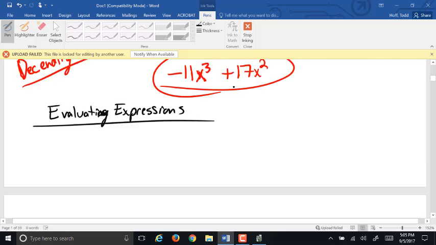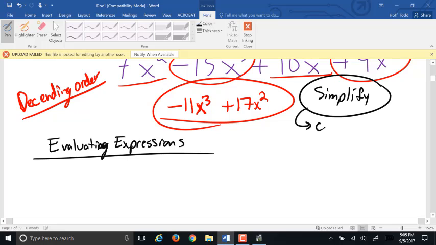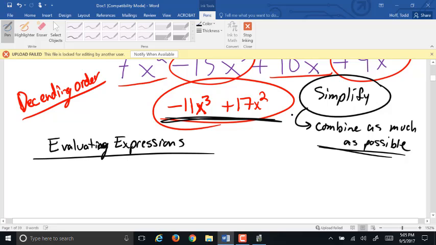Now the command that would be given for what we were doing up here would most likely be simplify. When you see simplify, that's telling you to combine as much as you can. But you may not get it down to a single answer. Like here, we had negative 11x to the third plus 17x squared. We couldn't combine that down to a single term or a single digit.